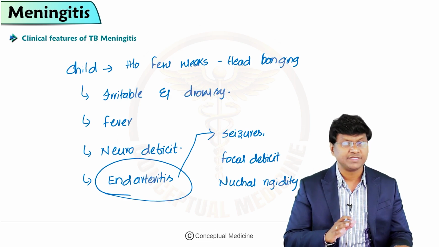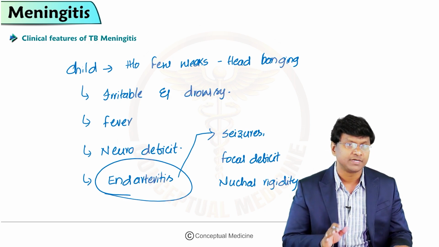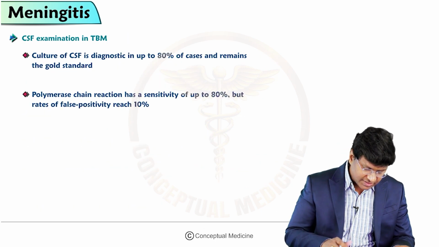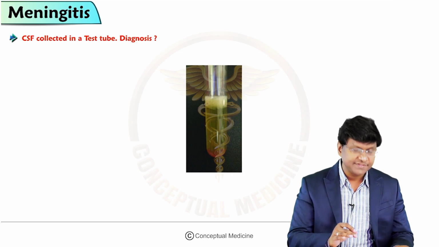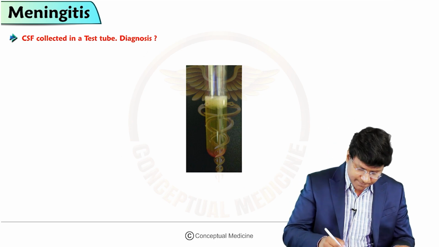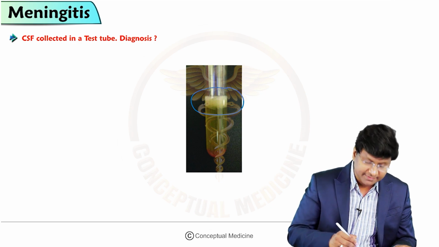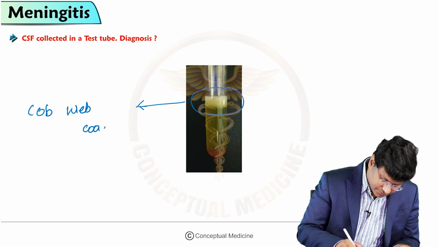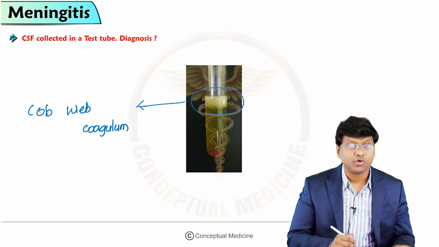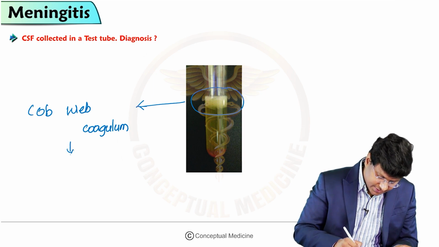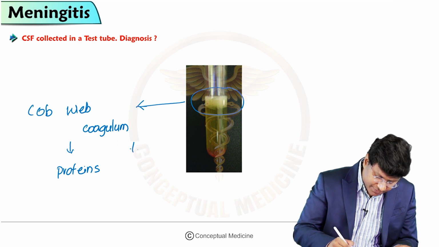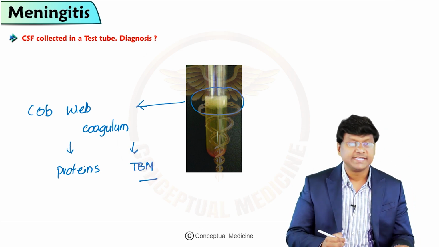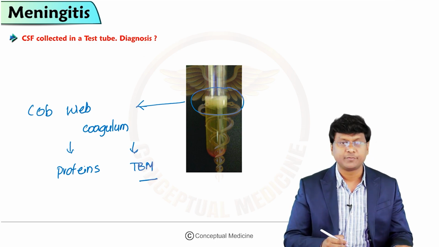And regarding the CSF examination, already we have discussed the CSF examination of tubercular meningitis. But let me show you one image. So CSF is collected in the test tube, right? What is the diagnosis? What is this being formed? This is nothing but the cobweb coagulum. And what will be there in this cobweb coagulum? That is proteins. And in which scenario will you have this cobweb coagulum formation? That is in patients with tubercular meningitis.